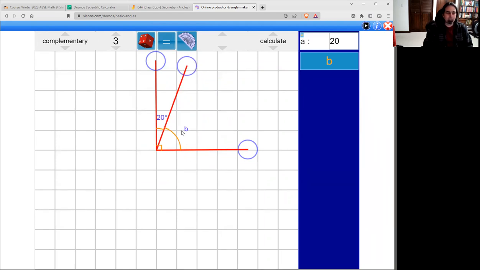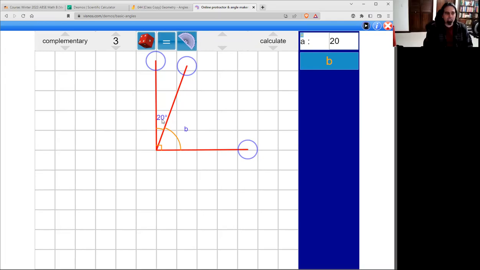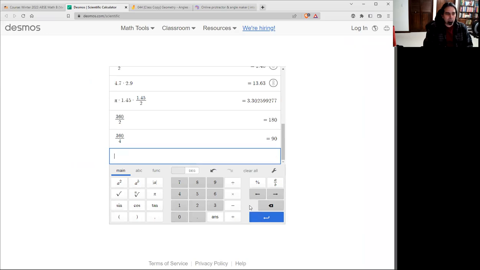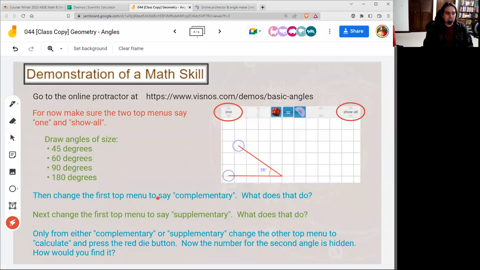Does that make sense? Yeah. Together they add up to 90. So 90 minus the one they give you is the other one. And similarly for supplementary, whatever number they gave you, let's use 50. If the whole thing is 180 and this is 50 of it, then that means B must be 180 minus 50, so 130. So those aren't hard at all, especially with a calculator. That's a nice, almost freebie problem. 180 minus 50. So there we go.